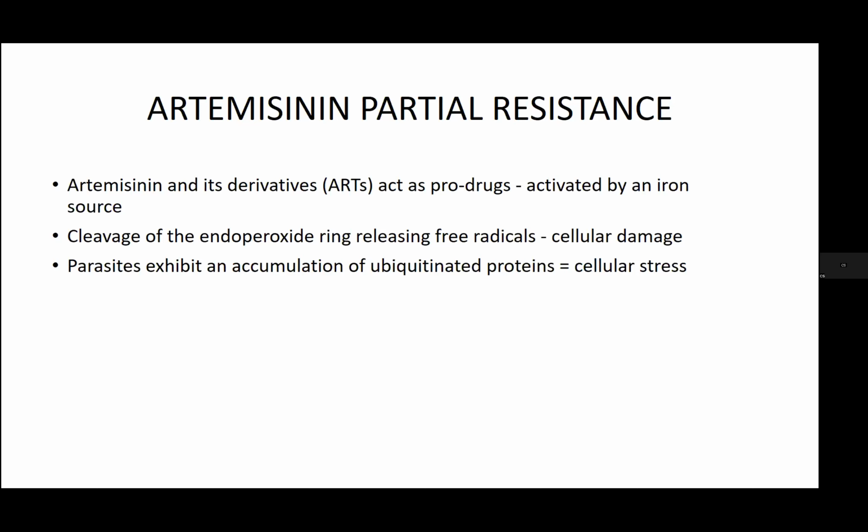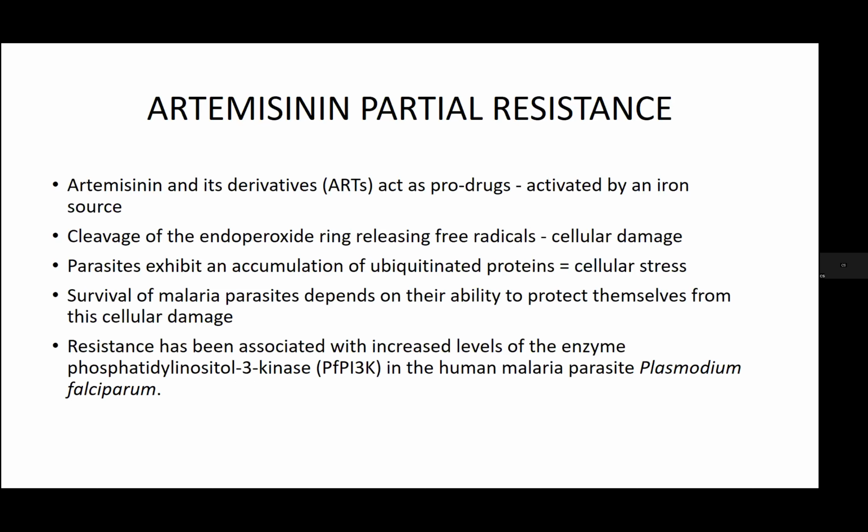So artemisinin and its derivatives act as prodrugs, and they are activated by an iron source. And how they work is cleavage of an endoperoxide ring releasing free radicals in the parasite, causing cellular damage. So parasites exposed to ACTs exhibit an accumulation of ubiquitinated proteins, which is indicative of cellular stress. So survival of malaria parasites depends on their ability to protect themselves from the cellular damage. And how they do that is by mutations in this area where resistance has been associated with increased levels of the enzyme PfK13 in the human malaria parasite Plasmodium falciparum. So these are not due to target modifications or efflux modulation as described for other antimalarial drugs, but rather based on an increased capacity of these PfK13 mutant parasites to manage oxidative damage.